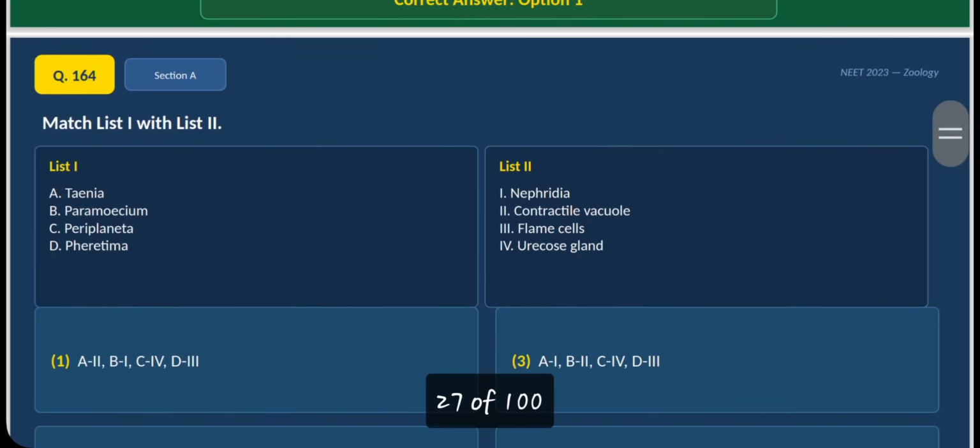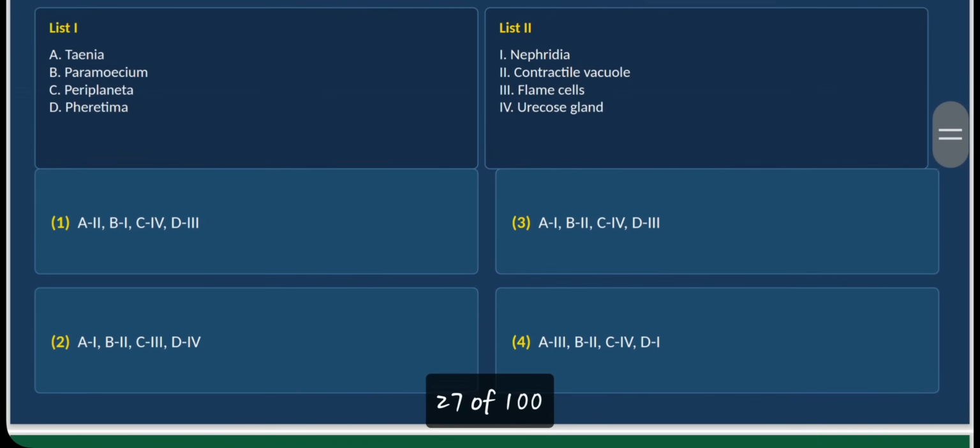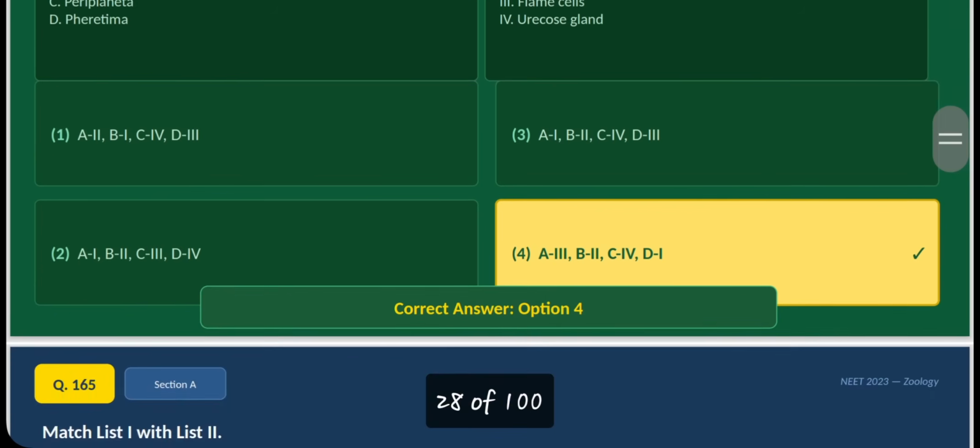Match the following. Again, there is a scientific name at one end, and some of the excretory organs on the other. Taenia solium, does it come under Aschelminthes, the roundworms? No, Taenia solium is a tapeworm. It comes under Platyhelminthes. So what are the excretory structures of Platyhelminthes? Nephridia you can see in Annelida; contractile vacuole in Paramecium is correct. In Taenia, you can see the flame cells. So the list where it has A3, the fourth option is correct.